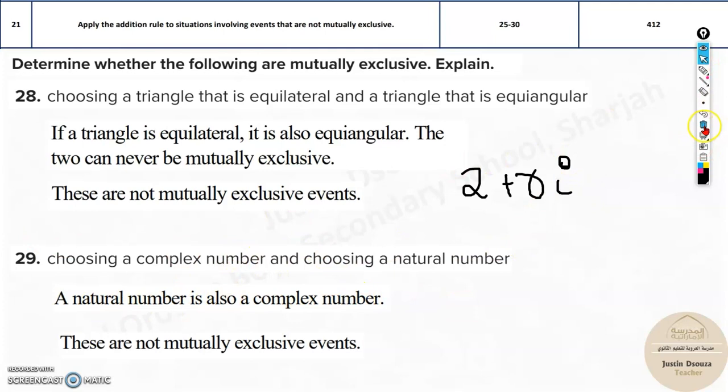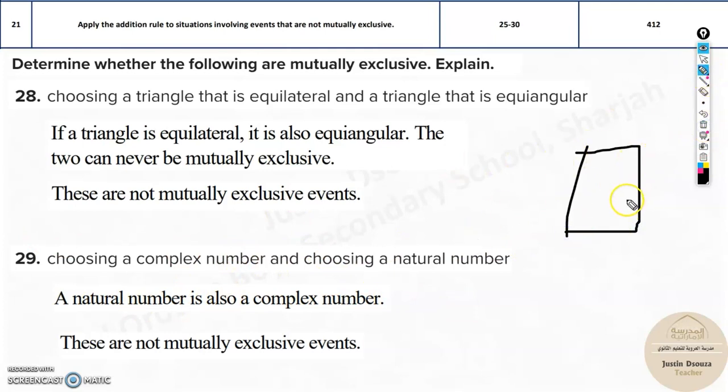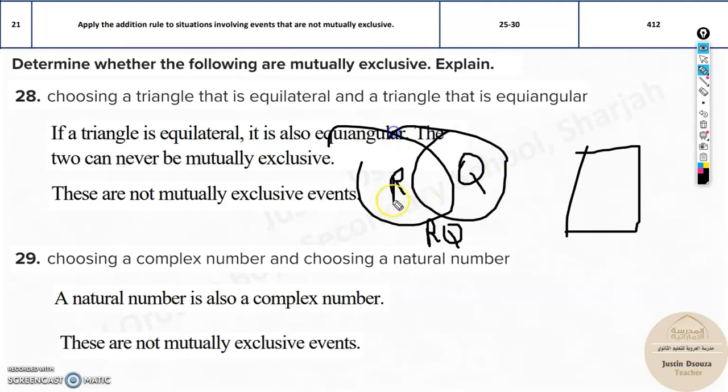Now, say for example, a deck of cards. This is the best example. 52 cards are there. I will choose a red card or a queen. Is this mutually exclusive or not? It is not mutually exclusive because there is a red queen as well. So it overlaps. There is a red queen, either the queen of hearts or the queen of diamonds. So it is not mutually exclusive.